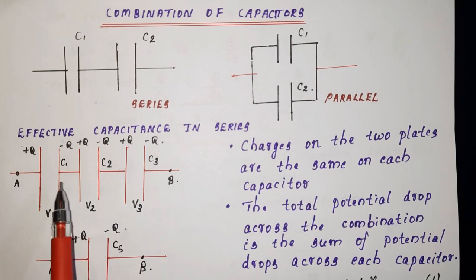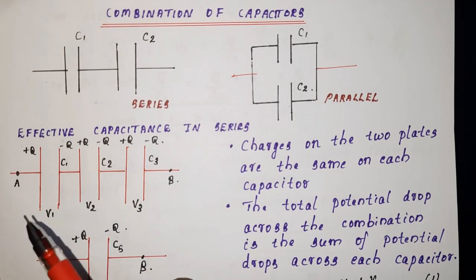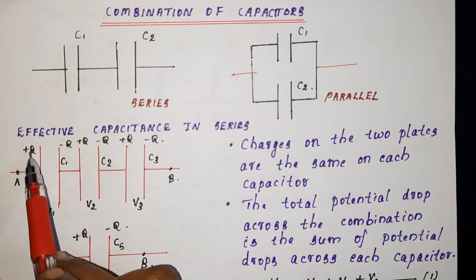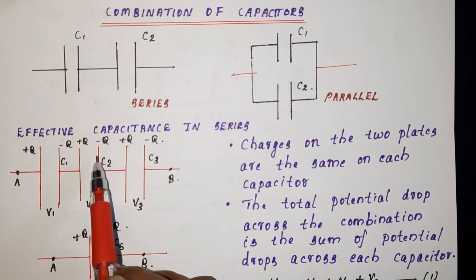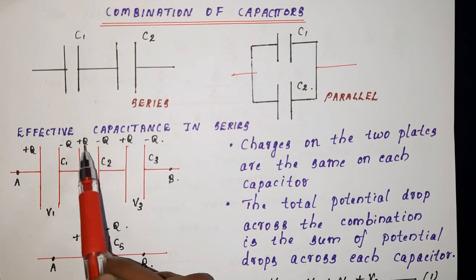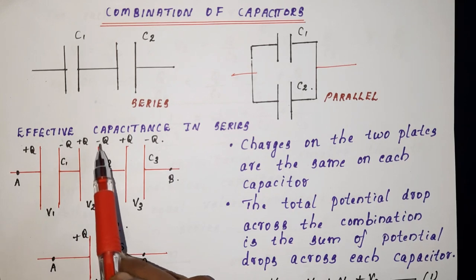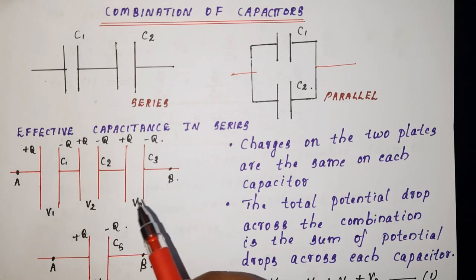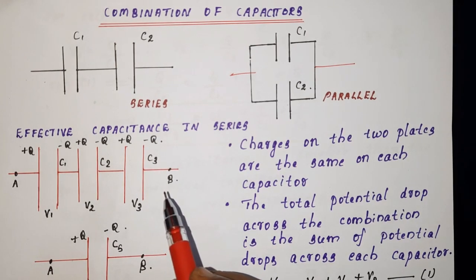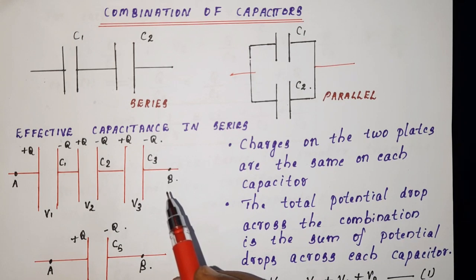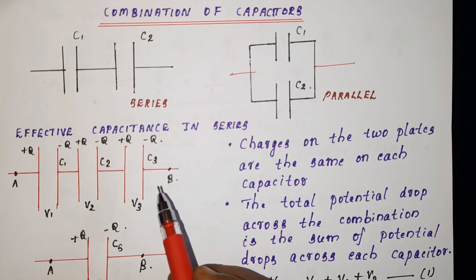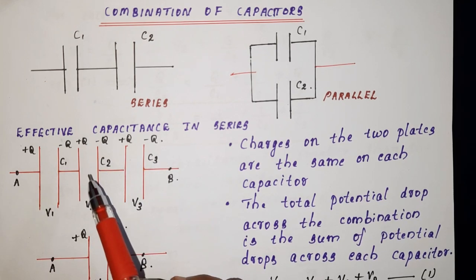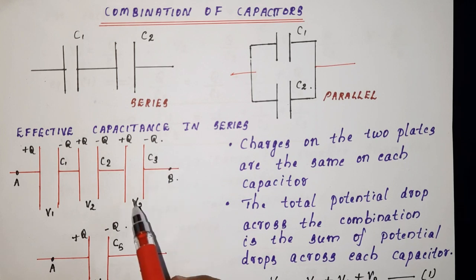When they are connected in series, there is a point to be noted. If here the charge is plus Q and minus Q, on capacitor C2 also the charges are plus Q and minus Q. Here also plus Q and minus Q. What do you mean by that? Charges on the two plates are the same on each capacitor when they are connected in series. That is the first point to be noted in series combination.